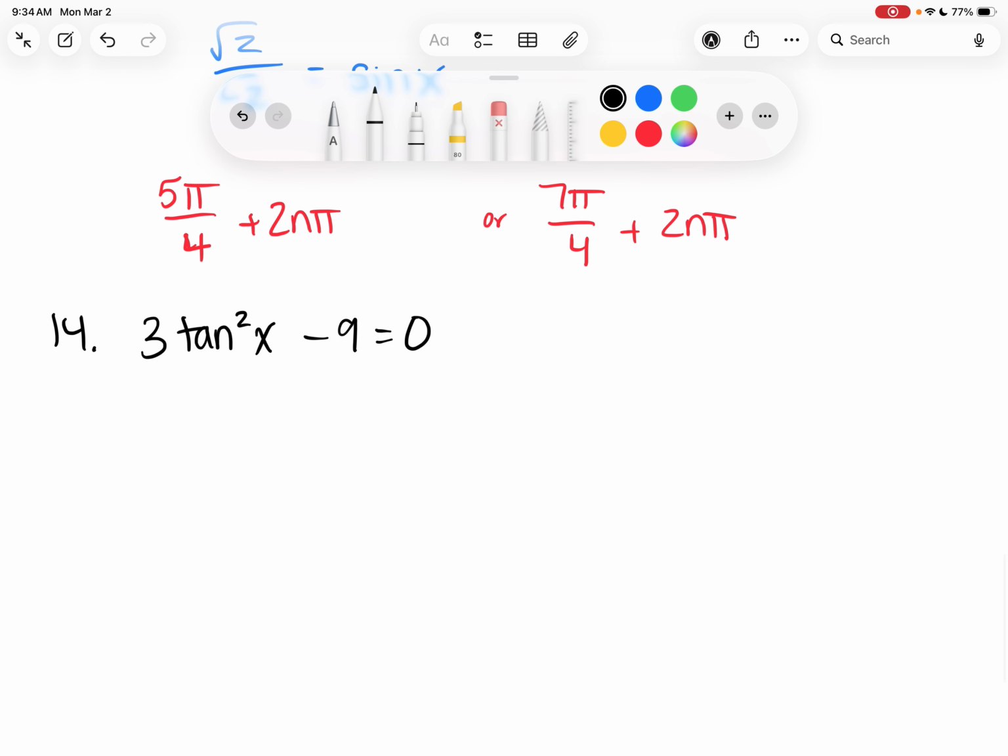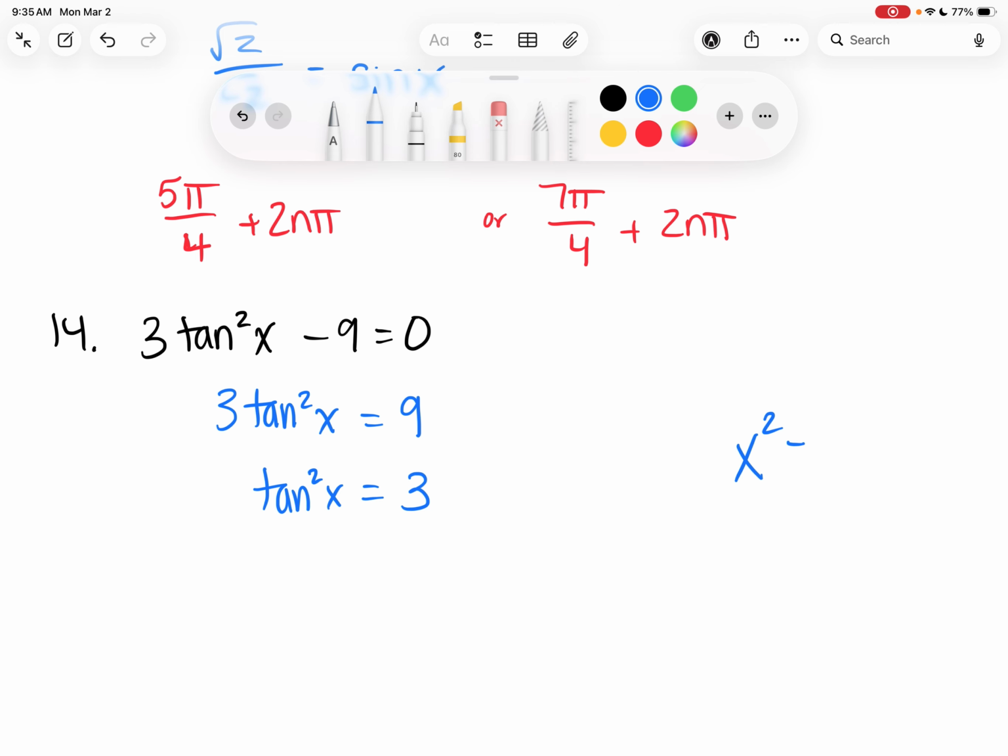So I need to get essentially x by itself, or like the trig function by itself. So I'm going to add 9. So I've got 3 tangent squared of x is equal to 9. Divide by 3, so I have the tangent squared of x is equal to 3. Now, to undo this, I need to take the square root. What happens when I take a square root? It's not negative, huh? Isn't it just tan x equals square root 3?